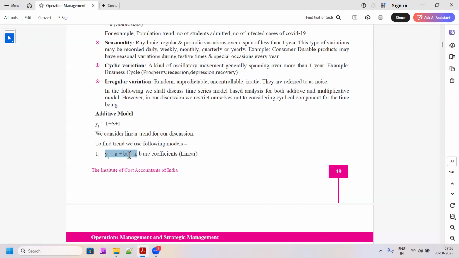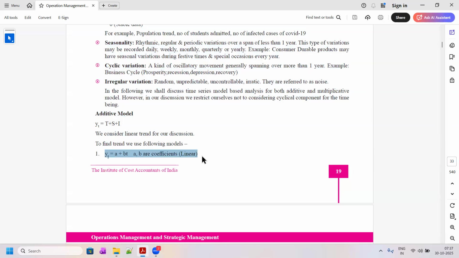This is the equation of a linear line where we use the equation y equals a plus bt. So a and b are the coefficients. Okay, so b is called the slope of the line. This is the relation when two behaviors are linearly connected.